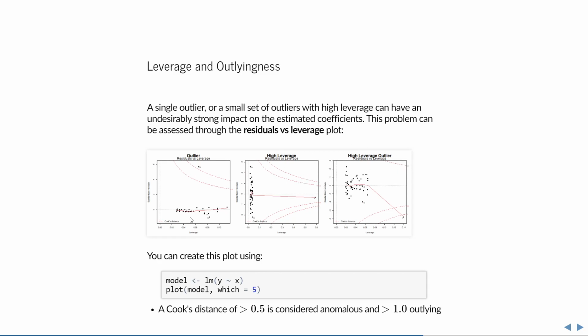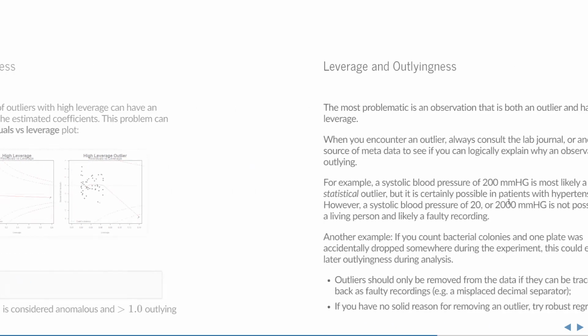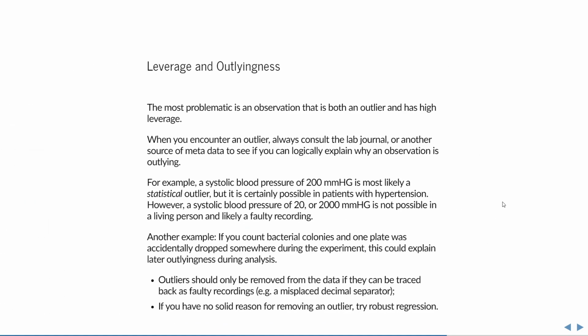Now, you can create this plot using plot(model) with the argument 5, and that will give you the residuals versus leverage plot. What you want to look for is observations that are both outlying and have high leverage, because those are the most problematic.